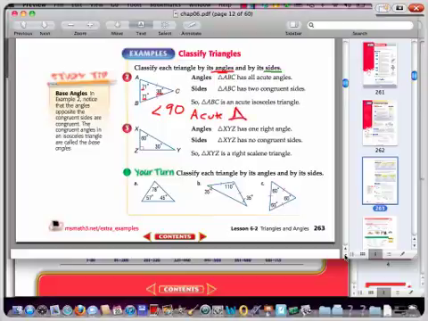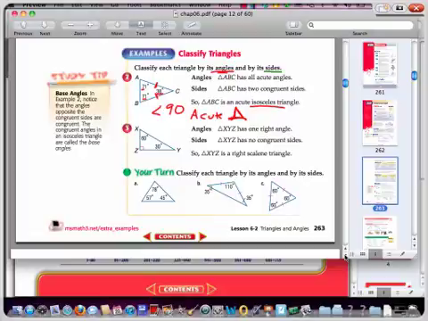We'll just make a little triangle symbol there. And if we look at the sides, notice that there's one side that's the same as the other one. Therefore, if you have two that are the same, we have an isosceles triangle. So in this particular one, they are all acute, so it's an acute triangle if we're talking about angles, and it is an isosceles triangle if we are talking about sides.